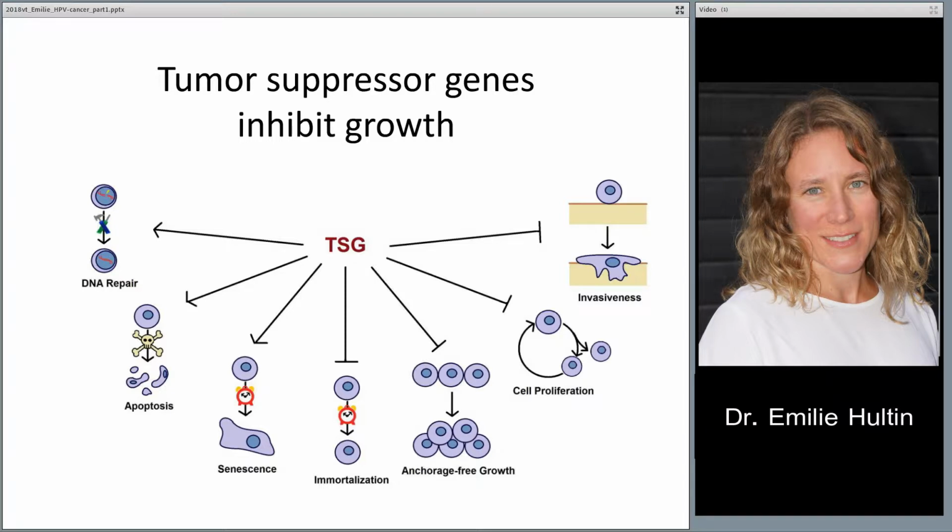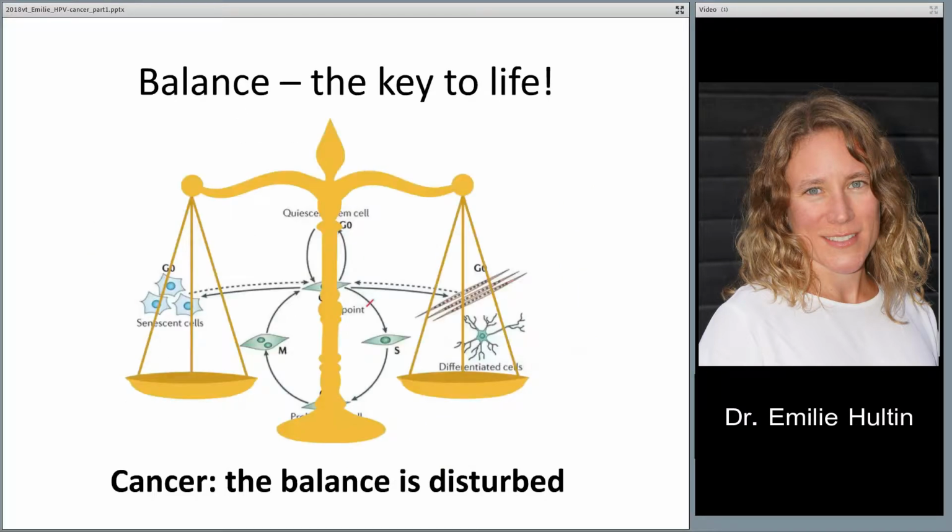The tumor suppressor genes, on the contrary, inhibit growth. Tumor suppressor genes promote DNA repair and apoptosis and other forms of cell death like senescence. They also stop cell proliferation, and they stop immortalization and anchorage-free growth of the cells. And they stop cells from being invasive.